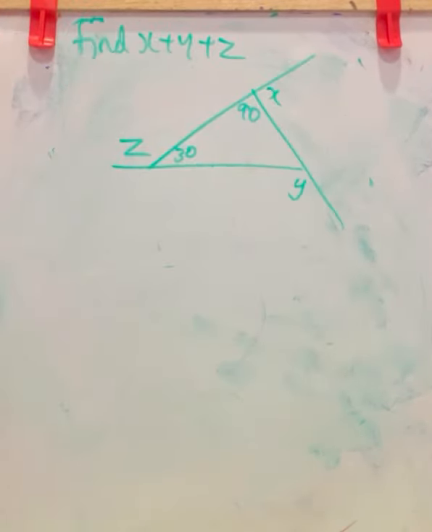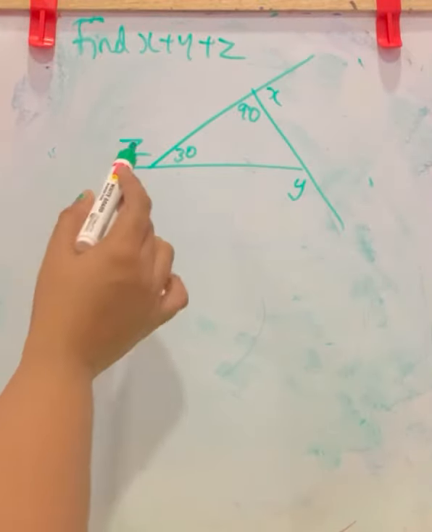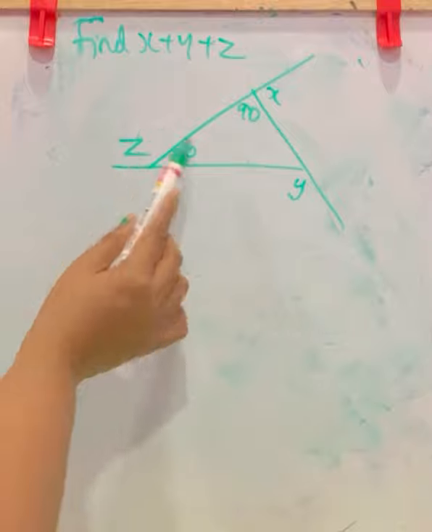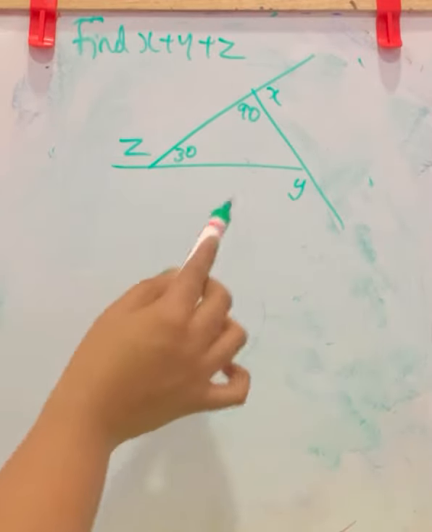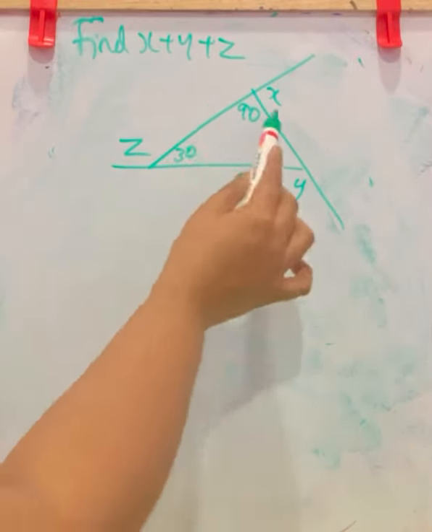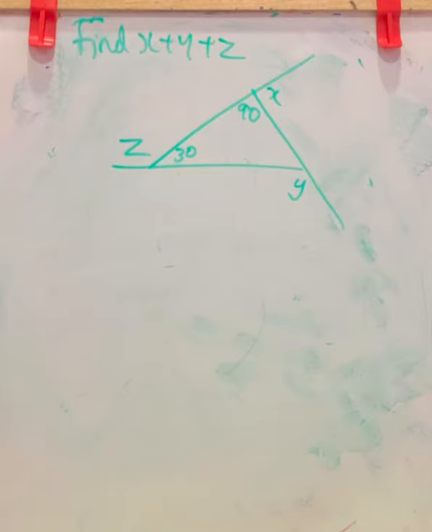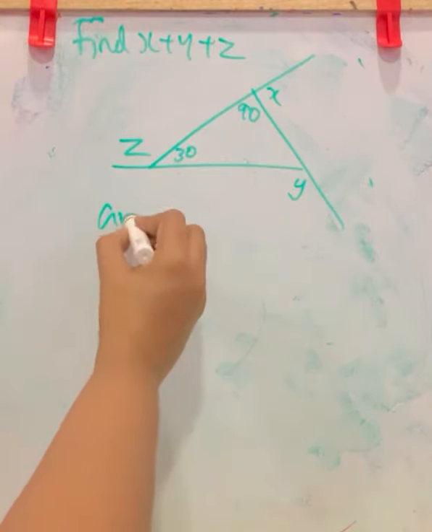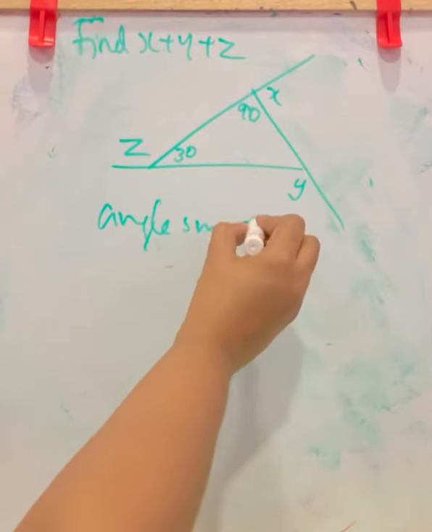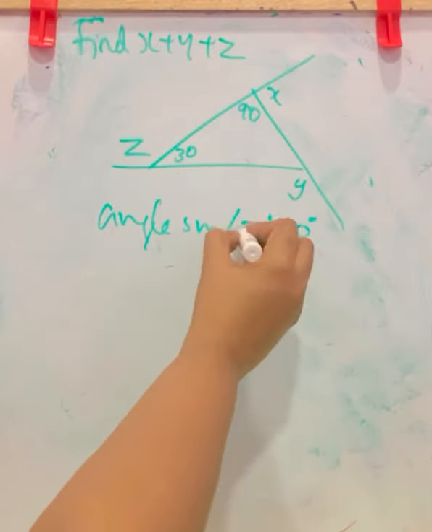This is the next question. Here we have to find x plus y plus z. In the figure it is given x is here, y and z. All the three are in the exterior of this polygon. This is a triangle, and we know the angle sum of a triangle. Angle sum of a triangle is 180.